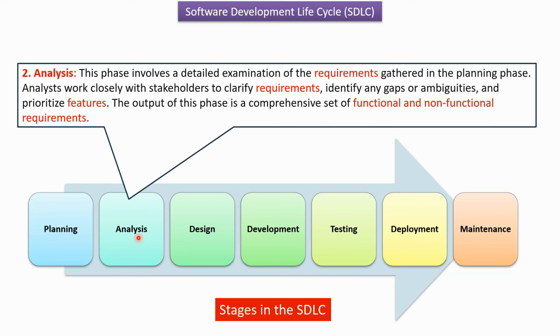Second one is analysis. The analysis phase involves detailed examination of the requirements gathered in the planning phase. Business analysts work closely with the stakeholders to clarify the requirements, identify any gaps or ambiguities, and prioritize the features. The output of this phase is a comprehensive set of functional requirements and non-functional requirements.